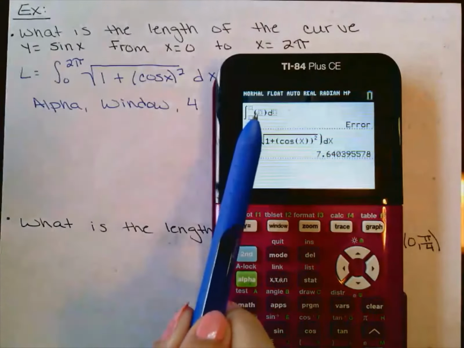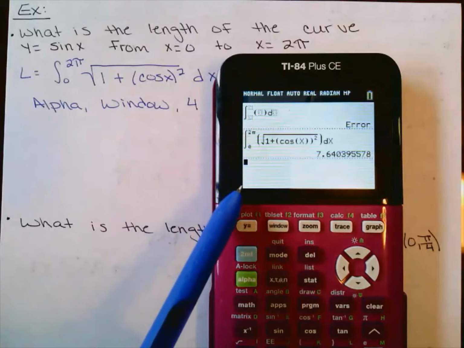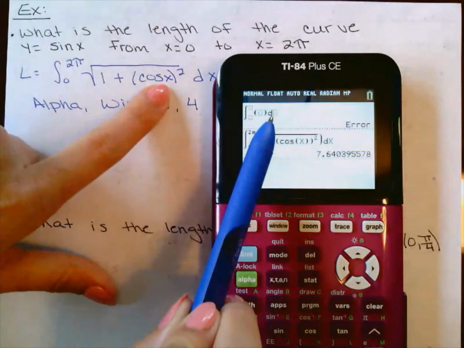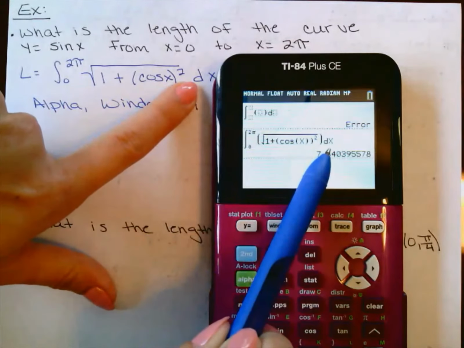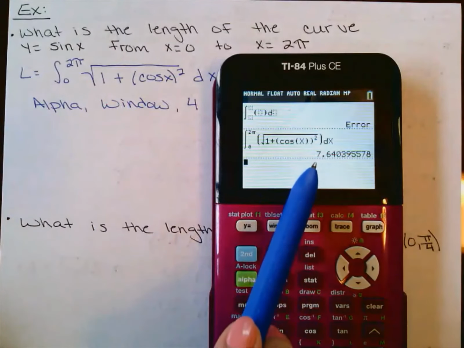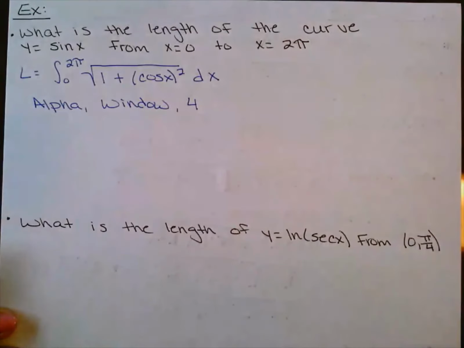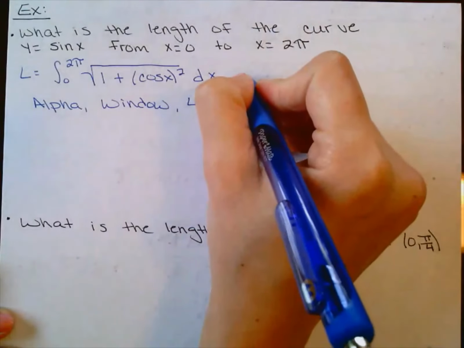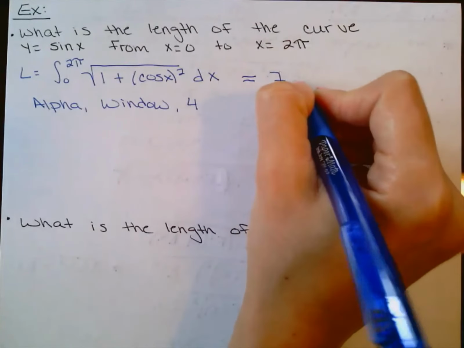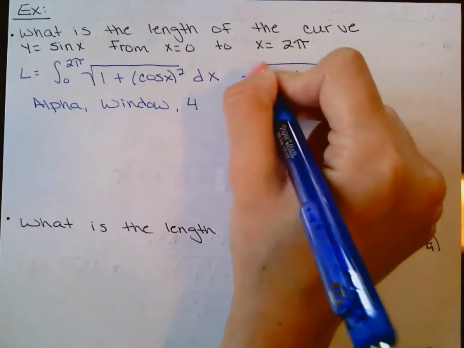So obviously I just put that there for show, but you're going to plug in the 0 on the bottom and the 2 pi on the top. Then in those parentheses, you're going to plug in the function, and then it leaves a little space after the d. You just need to put an x to let them know that you are working in terms of x. You press enter, and it gives you that your answer is 7.6403, okay? Because I'm rounding, I'm putting that approximation symbol, and 7.6403 is our answer.